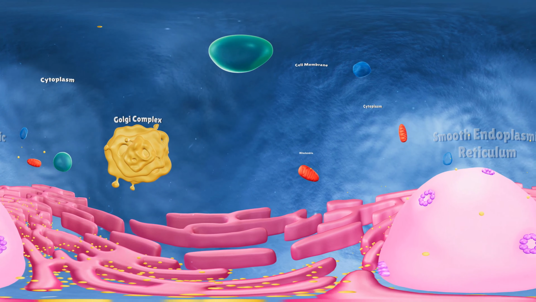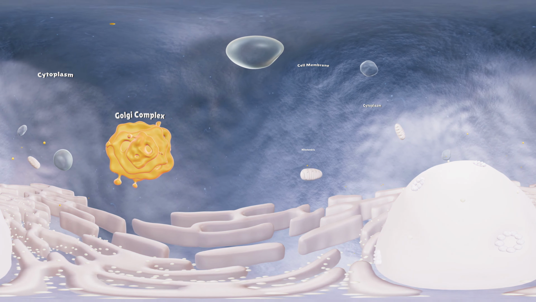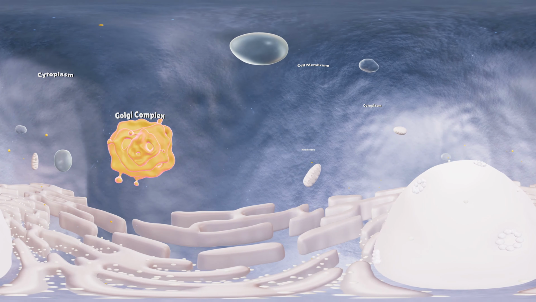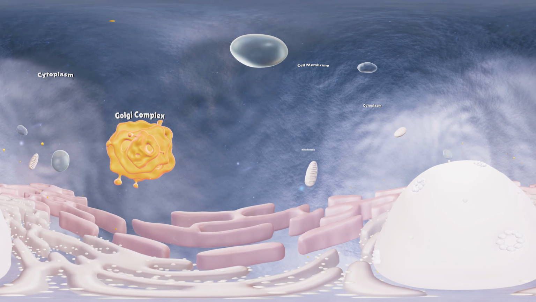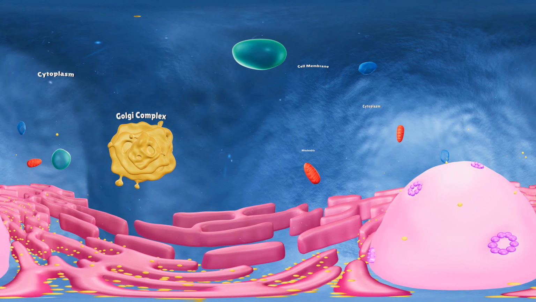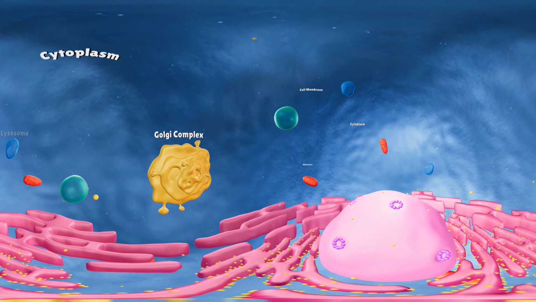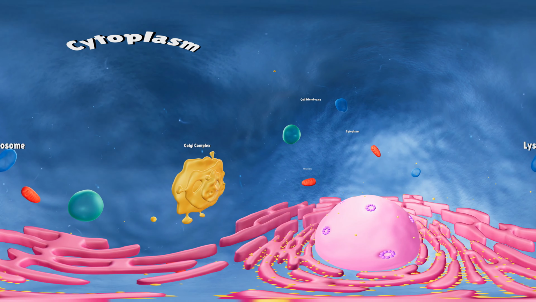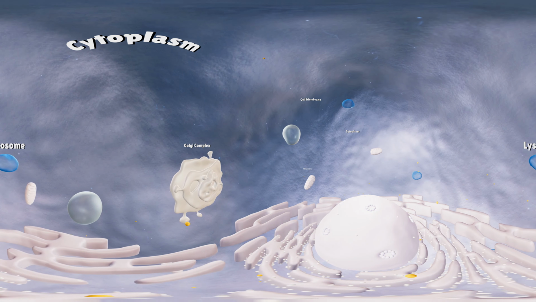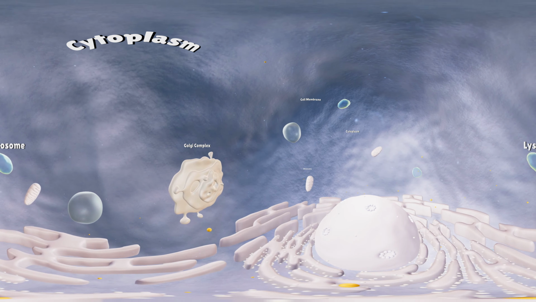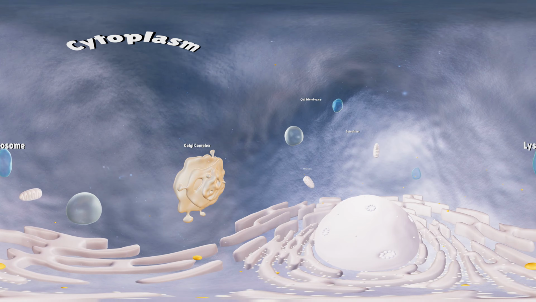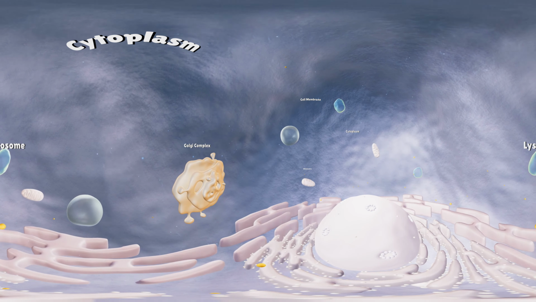Here we have the Golgi complex. It acts like the cell's very own post office. It ships the proteins made by the endoplasmic reticulum to the other parts of the cell. The rounded, floating bodies we see here are lysosomes. They are created by the Golgi apparatus. They're nicknamed the cleanup crew of the cell. They help break down large molecules into smaller pieces that the cell can actually use.